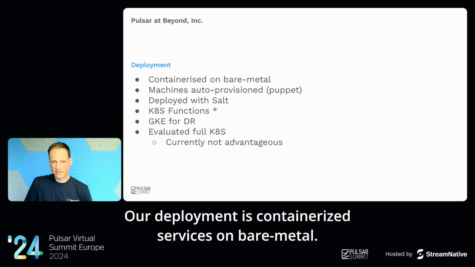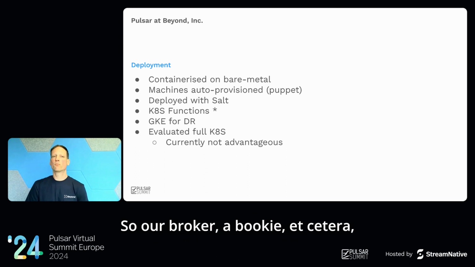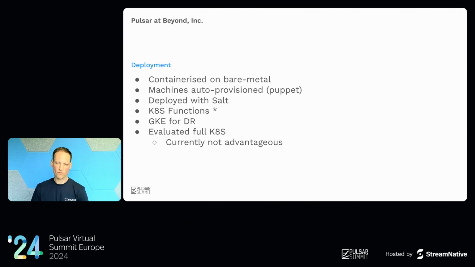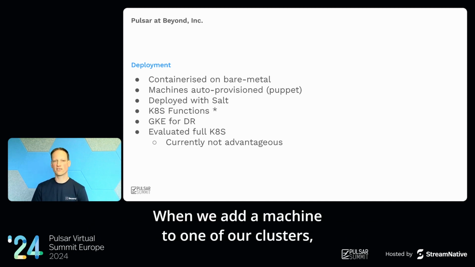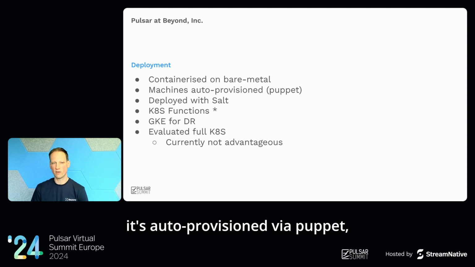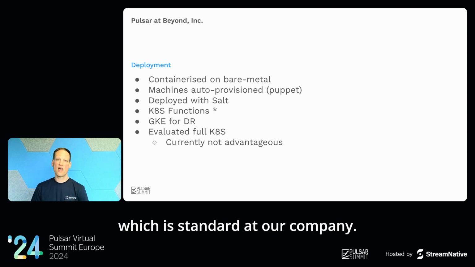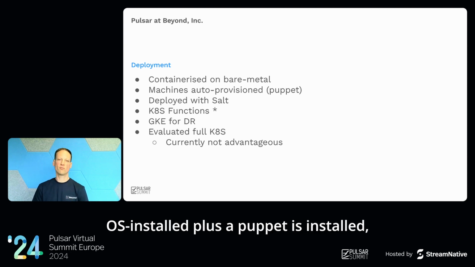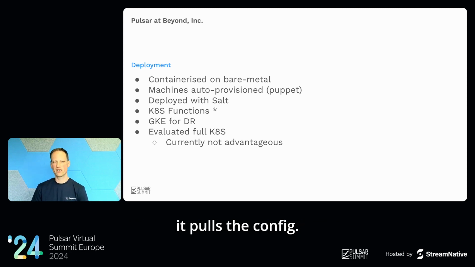Our deployment is containerized services on bare metal, so our broker, our bookie, etc. are deployed on bare metal as containers. When we add a machine to one of our clusters, it's auto-provisioned via Puppet, which is standard at our company. So that's generally a Kickstart OS install, plus Puppet is installed, a Pulse config.